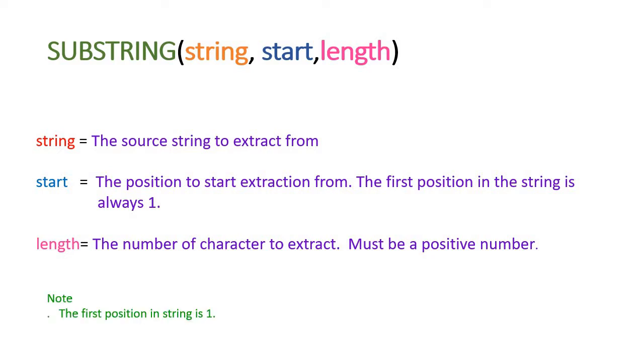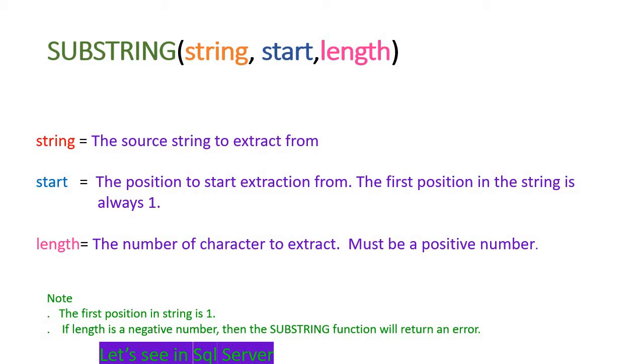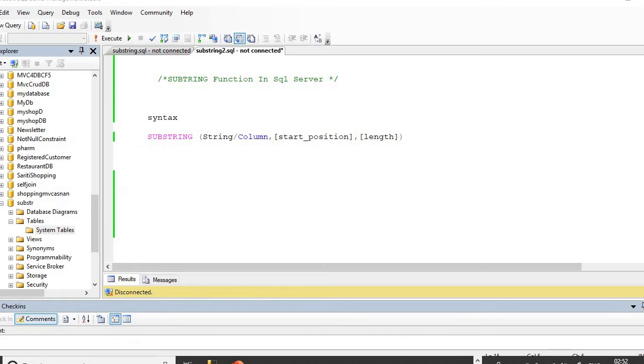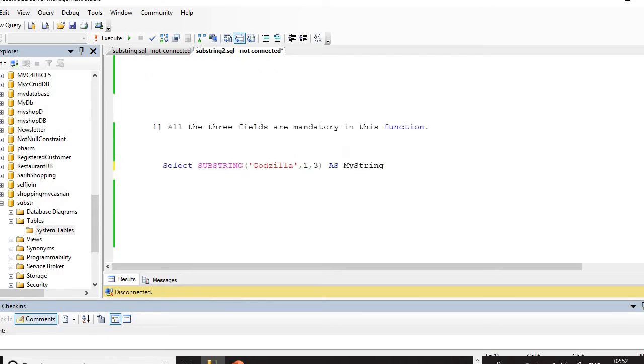Note, the first position in the string is 1. If length is a negative number, then the substring function will return an error. Let's see in SQL Server. Substring function in SQL Server. Syntax: substring, string or column, start position, length. All three fields are mandatory in this function.